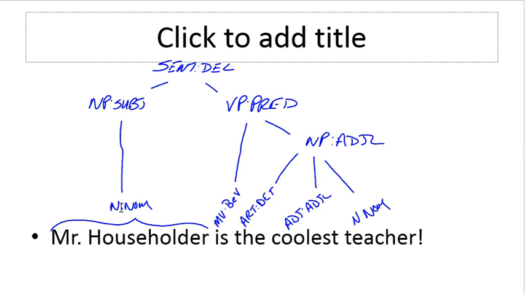Mr. Householder gets a bracket, the noun that's nominal, noun phrase subject. Is the main verb. It is not an action. It is a be verb. So it's neither transitive or intransitive because it's not an action. It's a be verb. The coolest teacher is a noun phrase. It is adjectival because it describes Mr. Householder and it is part of the verb phrase predicate. And that sentence is also declarative.